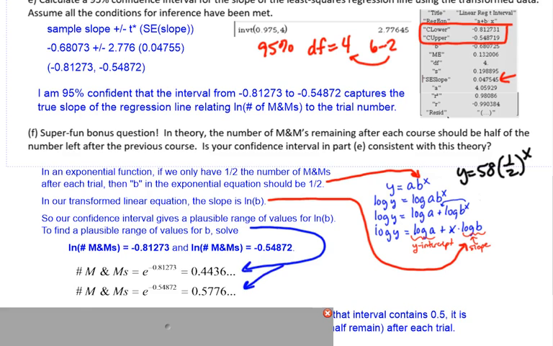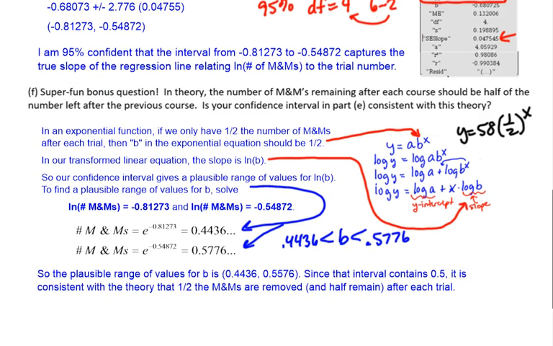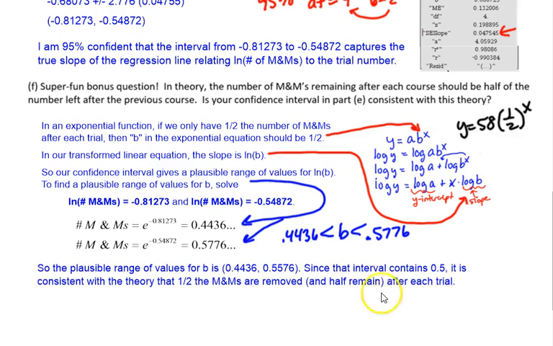So we're going to say 0.4436 less than B less than 0.5776. So we're 95% confident then that B in the original exponential equation is between these two numbers. And since that interval contains 0.5, it is consistent with the theory that half the M&Ms are removed and half remain after each trial.